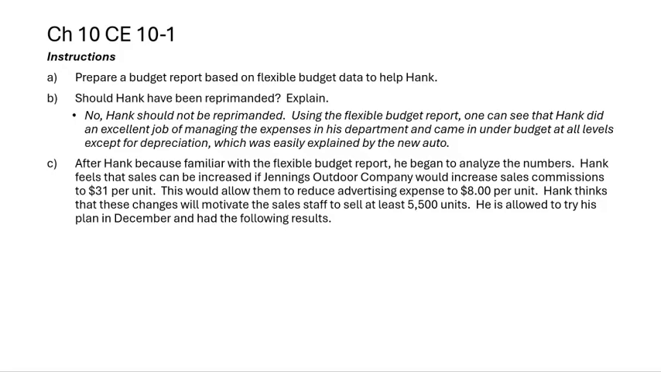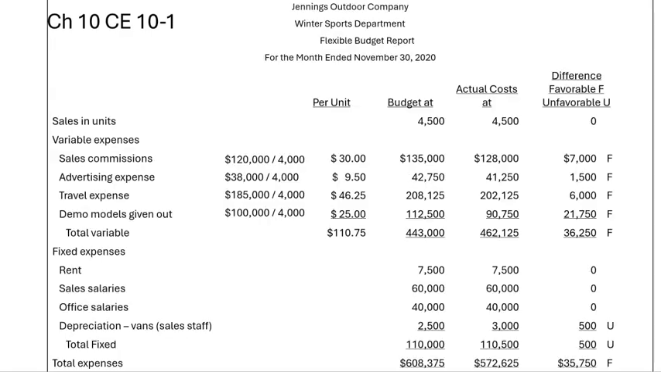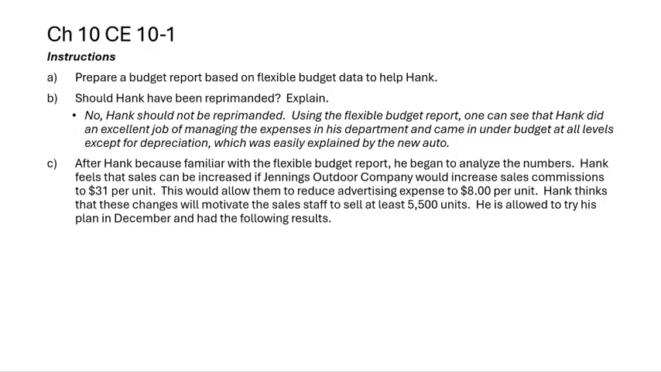So let's go back for a second. Our sales commissions in November were $30 per unit. Our advertising expense was $9.50 per unit. So he's proposing to increase sales commissions $1 per unit and reduce advertising expense to $8, which would save $1.50 per unit.